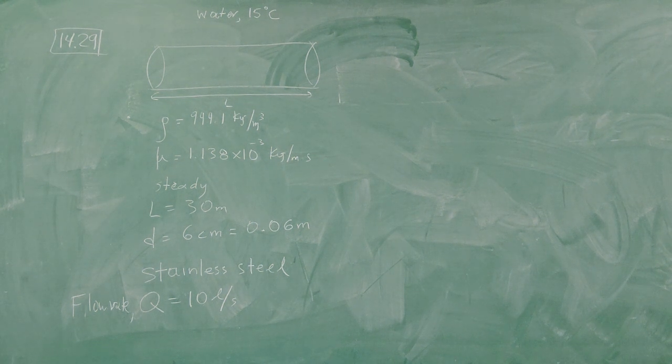Couple of observations here. Why do they say stainless steel? Why do we care about the material? Our reference. The roughness, very nice. So we care because we need to know the roughness.